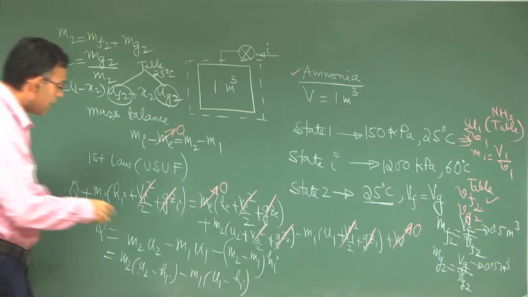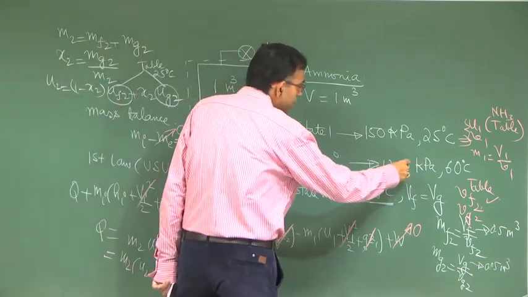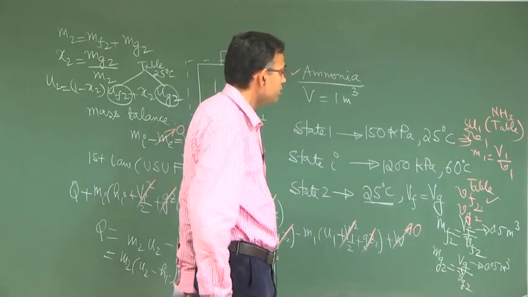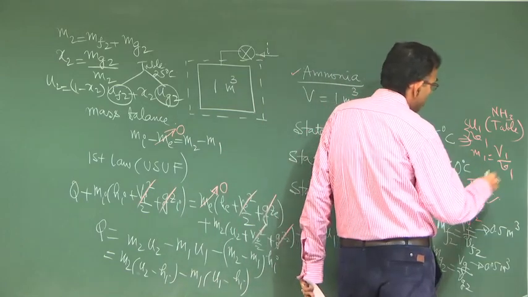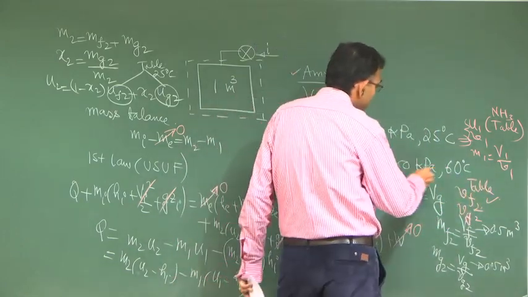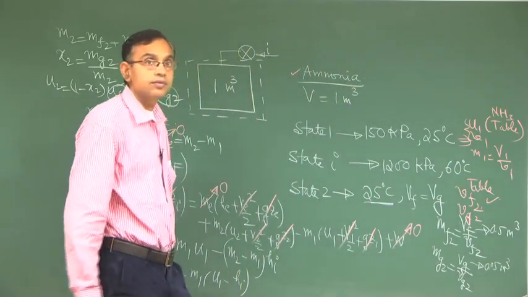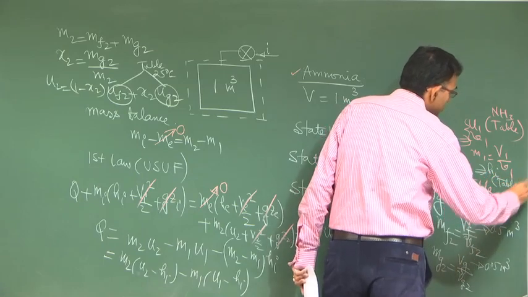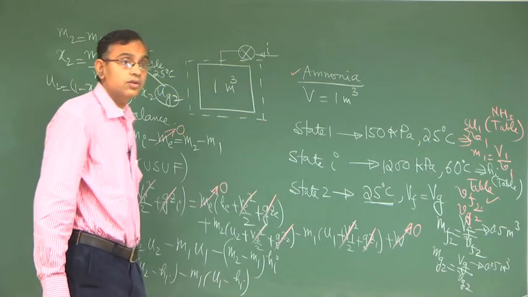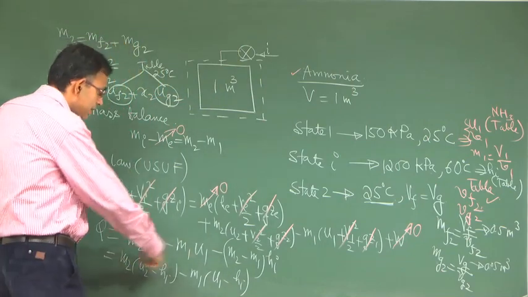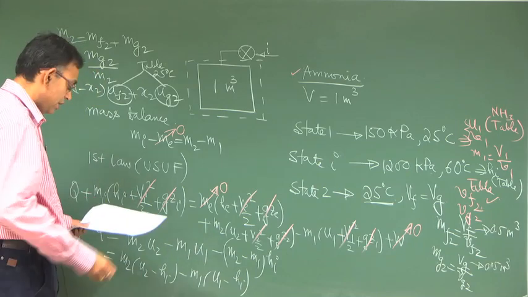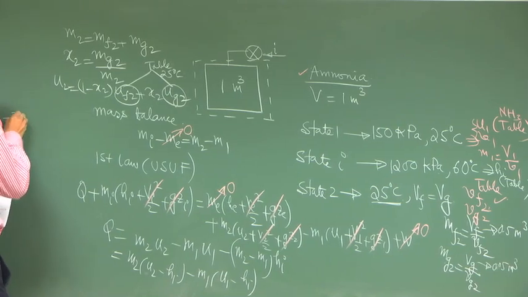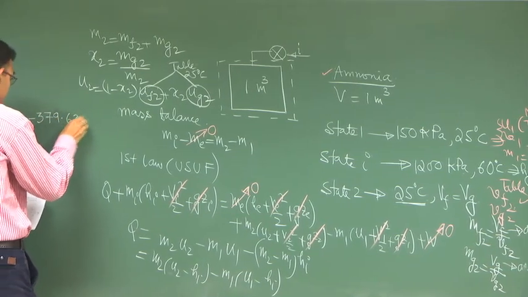Okay. Hi in this equation, state i is given in terms of pressure and temperature. So, you get Hi from 1200 kPa, 60 degree centigrade. Okay. So, with all these, if you substitute, you will get the total heat transfer, and the answer to this problem is minus 379.636 kilojoule.